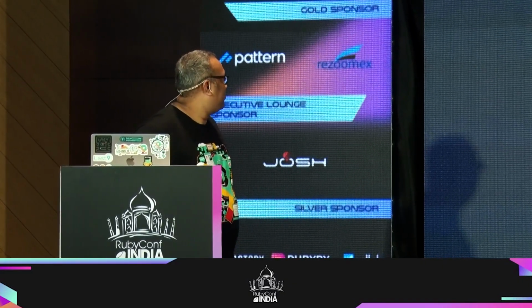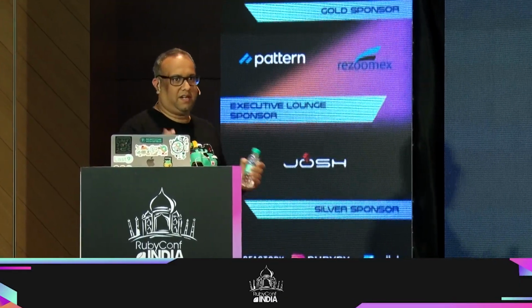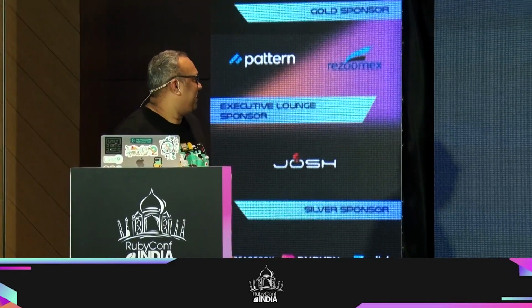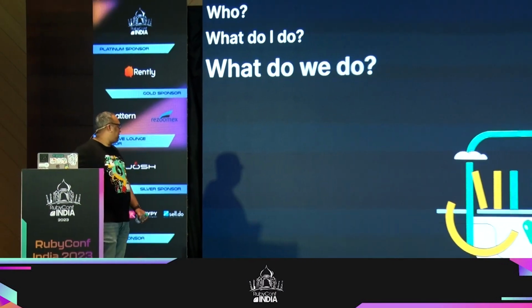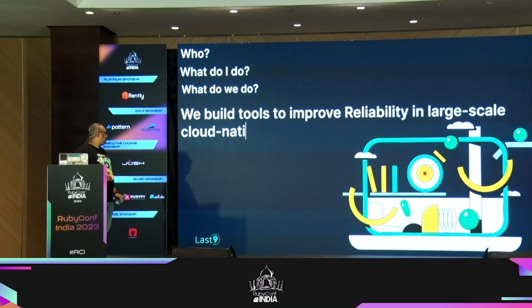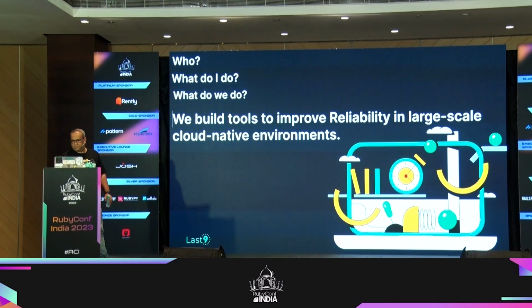And now what do I do? Like I said, I do developer evangelism, but I'm a long-time Rubyist. I've been writing Ruby code for the longest time. But these days, I write anything to get the product working. So what do we do at Last9? Last9 is a company that builds tools to improve reliability in large-scale cloud-native environments.